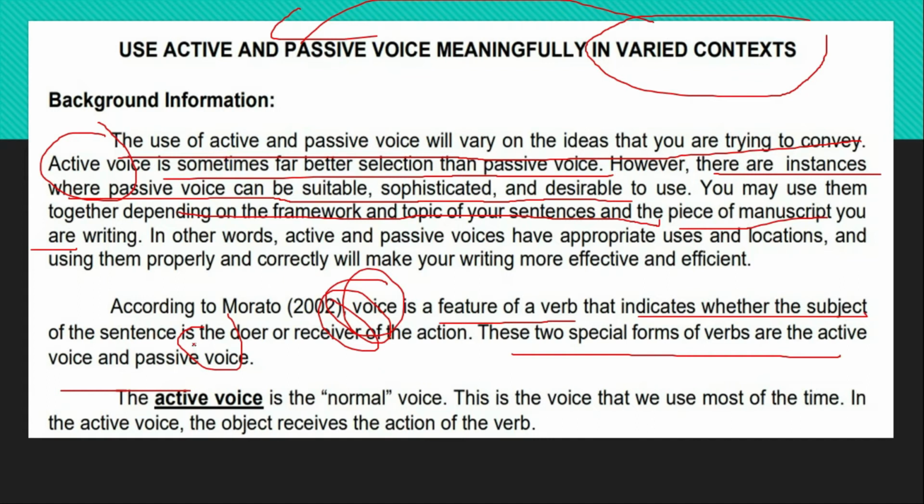So when it's active voice, it says here, it's the normal voice. What's the normal voice? This is the voice that we use most of the time.